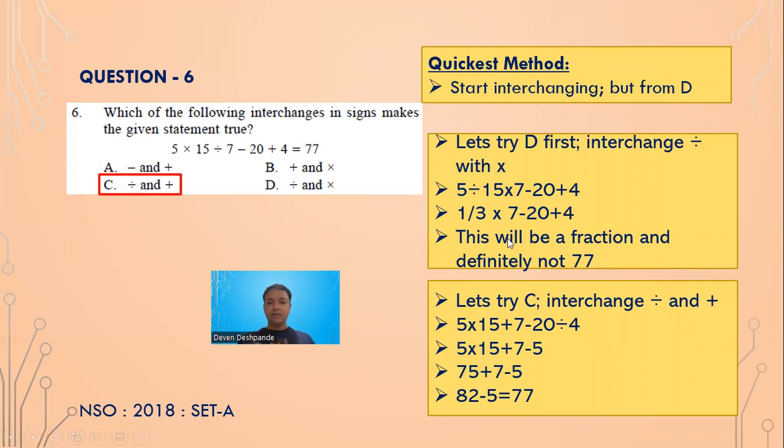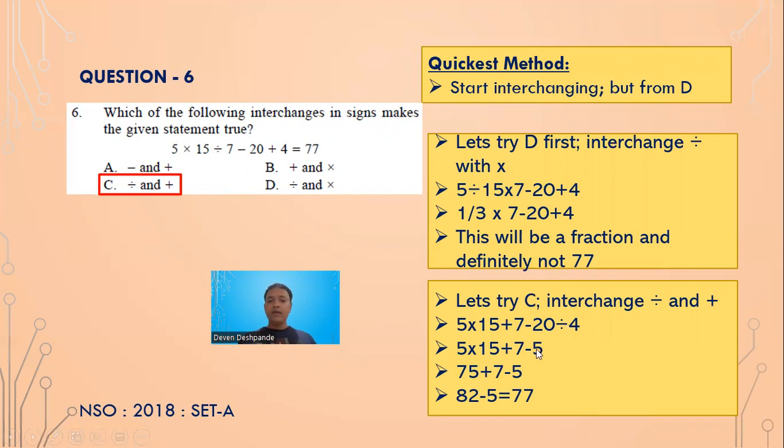Let's try option C. Interchange division and plus. So it will be 5 into 15, division is interchanged with plus, 7 minus 20, and plus is interchanged by division, divided by 4. Now, in BODMAS, what comes first? Division. So 20 divided by 4 is 5. So it will be 5 into 15 plus 7 minus 5.